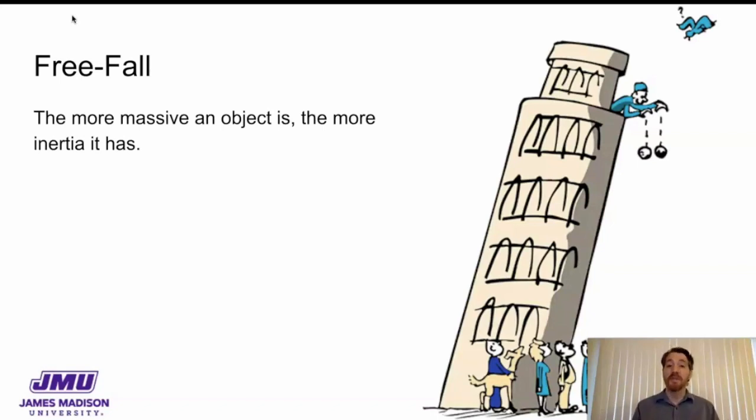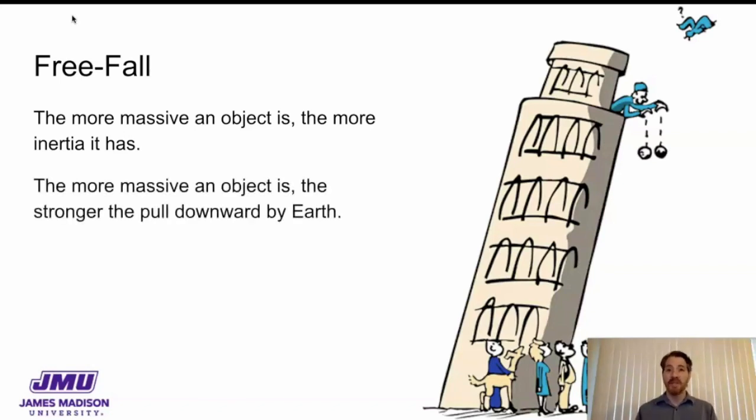So we saw in one of the previous videos that I was pushing that little red cart. We talked about what if the cart was 6 times more massive. It would have 6 times as much inertia. So for the same push, I would have given it a much smaller delta V, and it wouldn't have had as much effect. That's what we're talking about when we say the more massive an object is, the more inertia it has. However, the more massive an object is, the stronger the pull downward by Earth.